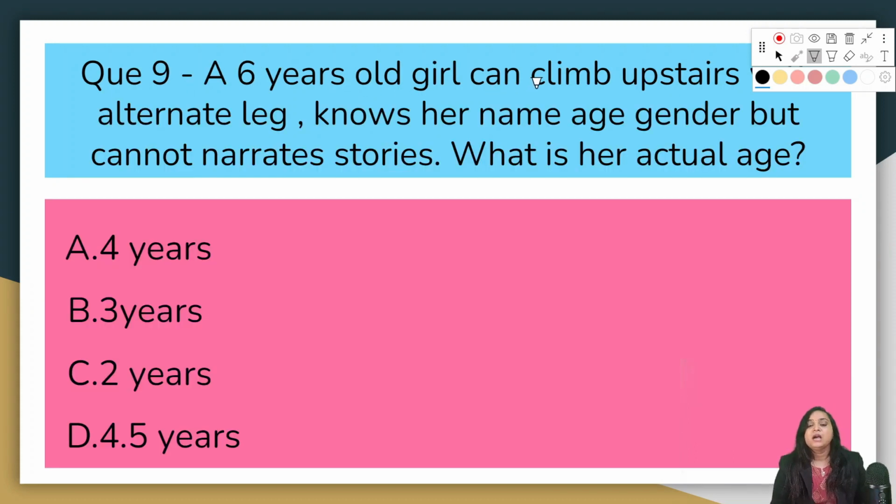A 6-year-old girl can climb upstairs with alternate legs, knows her name, age and gender, but cannot narrate a story. What is her actual age? Here we need to see that a 6-year-old child cannot narrate a story. Narrating a story would come by the age of 4 years. So this scenario is showing that this baby has delayed milestones, but what is her actual age?